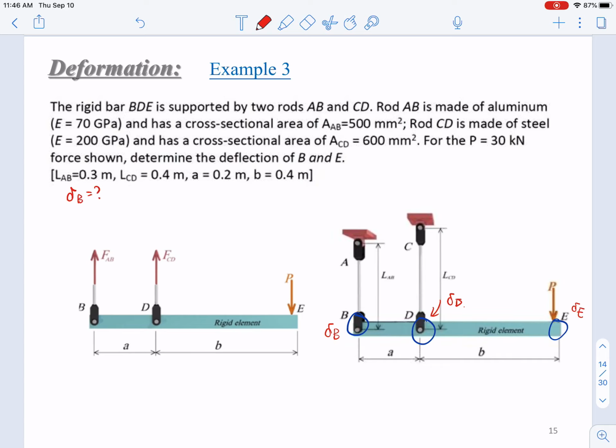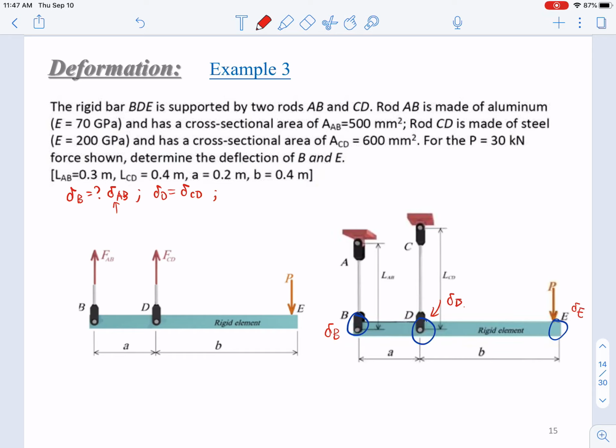Since point B is closely tied to the rod AB, there's no gap between them. So the deflection of point B will be equal to the deformation of AB. In the same way, delta D equals the deformation of rod CD. How can we calculate these two?